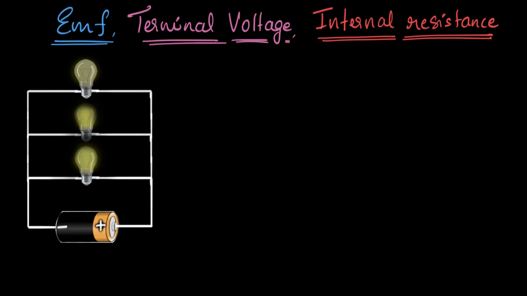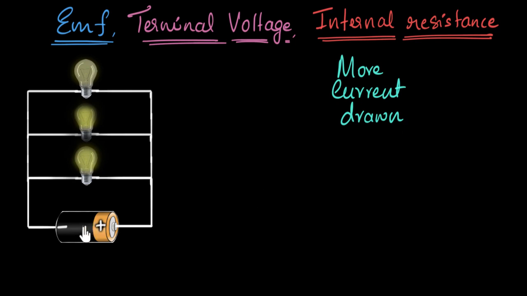As I start attaching more bulbs, I hope you agree that more current starts getting drawn from the battery. Does that make sense? Because every bulb will start drawing current. So the thing that's happening as I attach more bulbs in parallel is that more current, let me write that down over here, more current gets drawn from the battery.